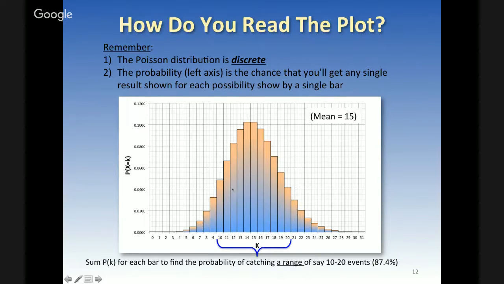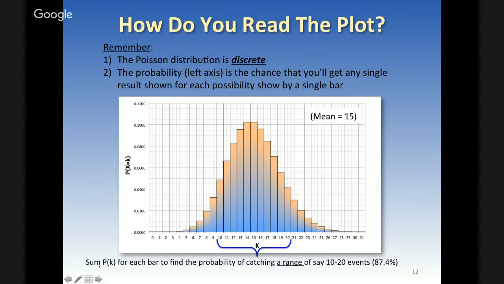So if I were to pick 11 here, for example, I could come up and I could read this off, and I could say, well, it's a probability of about 7.5% or so, whatever that is. Now, not quite, 6.7% is the probability of having 11 of these arrive.